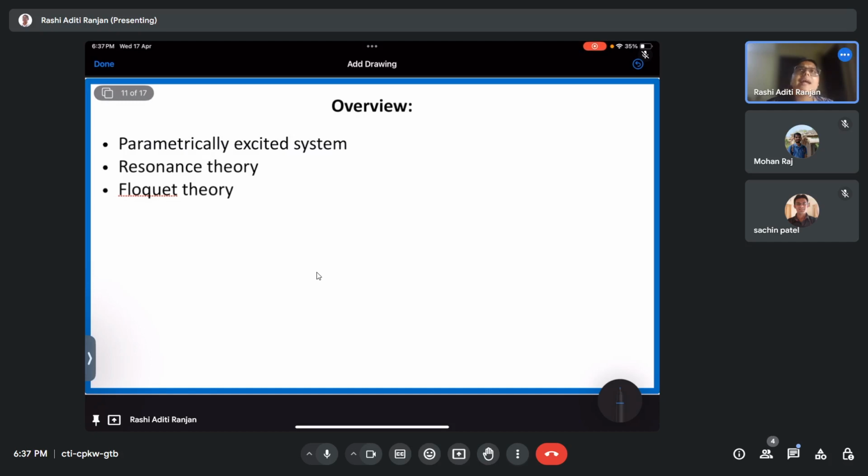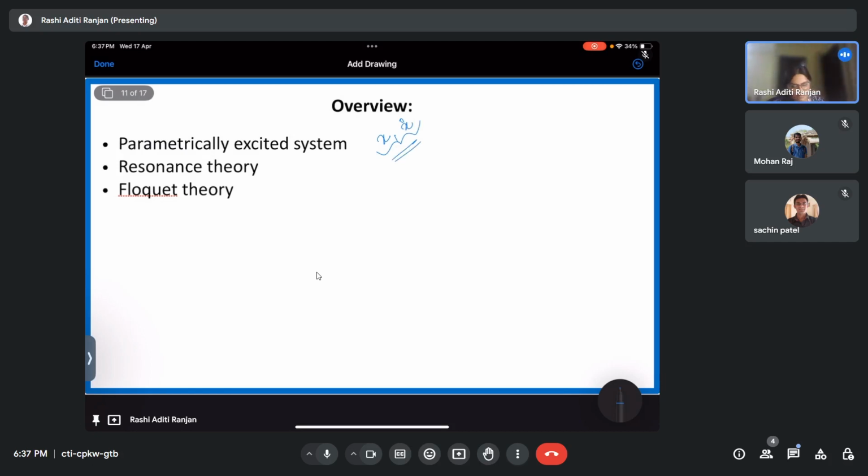Or should I say that if you have some equation equal to f sine omega t, that is a forced system, an externally excited system. While if you have something like the Mathieu equation, wherein your excitation is being multiplied with your x or x dot, then you have a parametrically excited system. Simple, your parameter is varying with time.